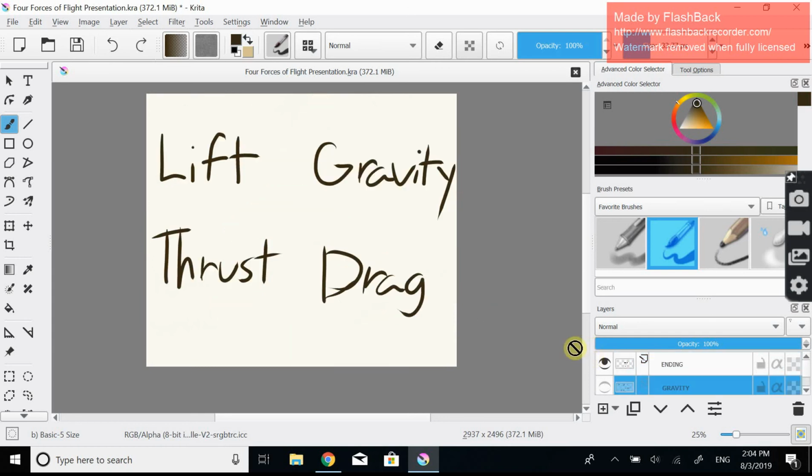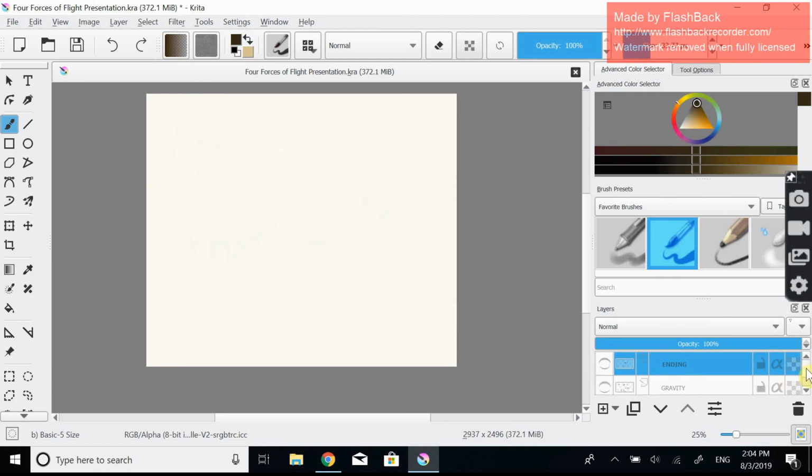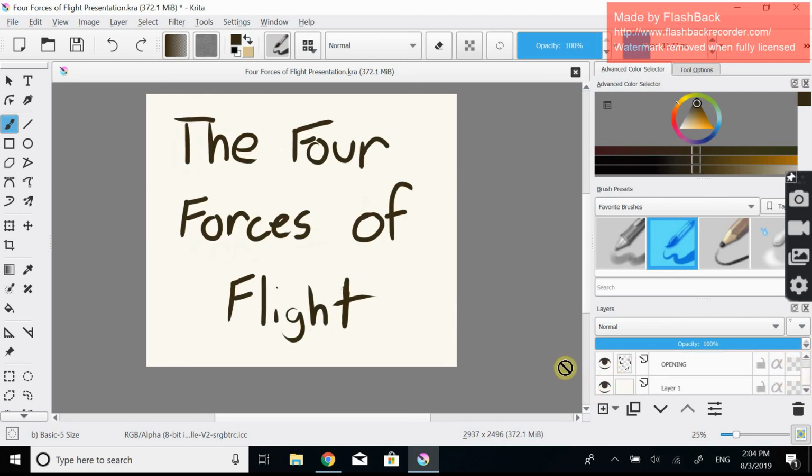When in straight and level, unaccelerated flight, lift is equal to gravity, and thrust is equal to drag. Changing one or more of these factors changes the plane's attitude, but we don't have time to go into all that. For now, though, I have hoped you've enjoyed learning about the 4 forces of flight.